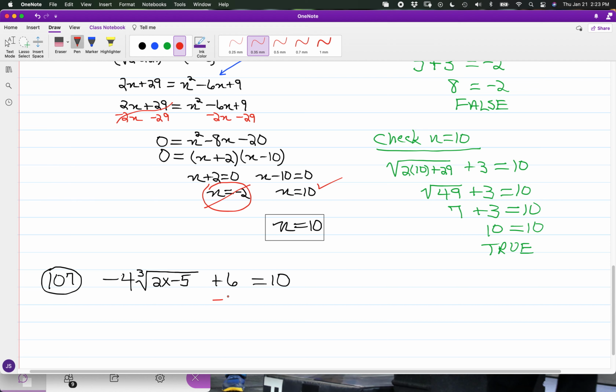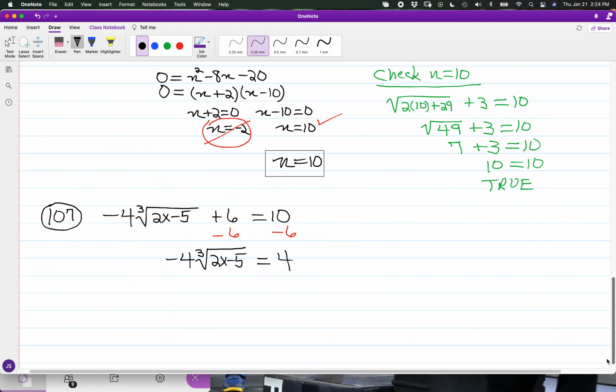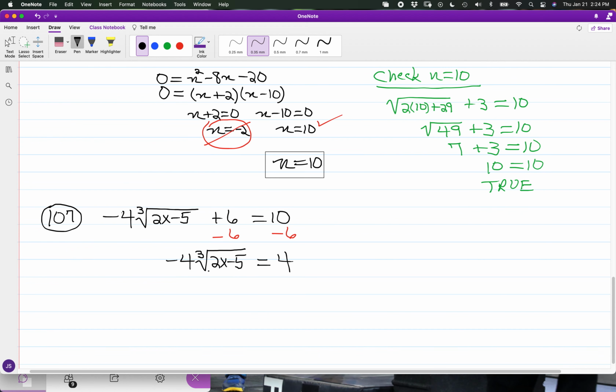Okay, we can start out. One possibility is to go ahead and take 6 away from both sides. So we're going to have negative 4 times the cubic root of 2x minus 5 is equal to 4. And in this one, I can get the cubic root expression by itself if I divide by negative 4. 4 over negative 4 goes to negative 1.